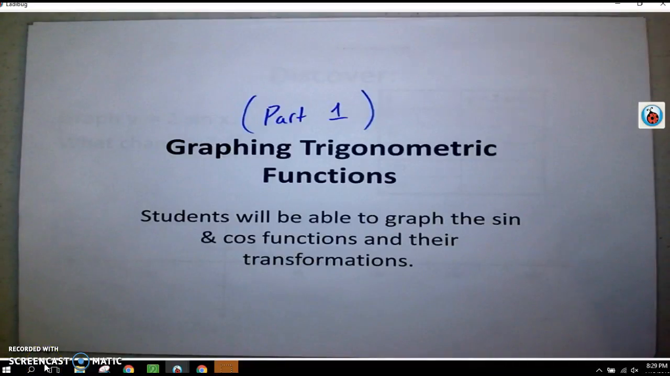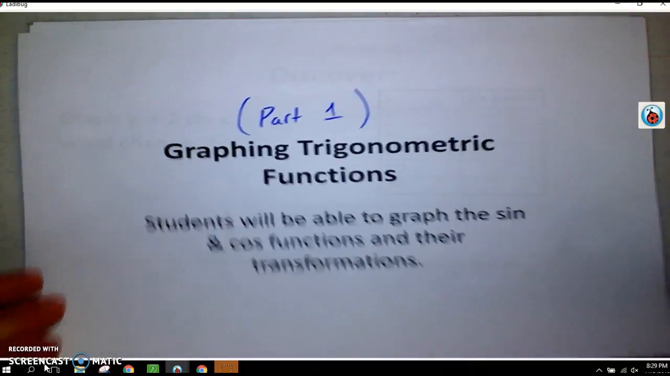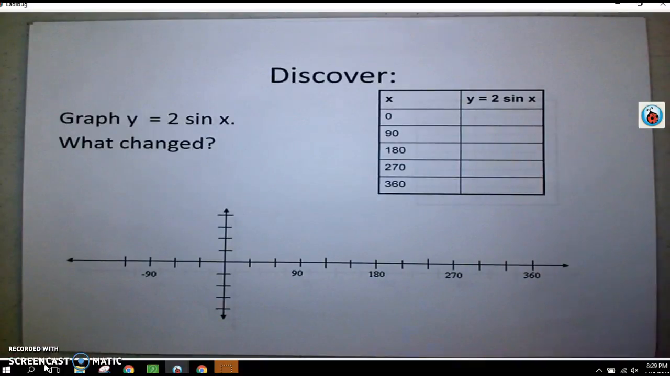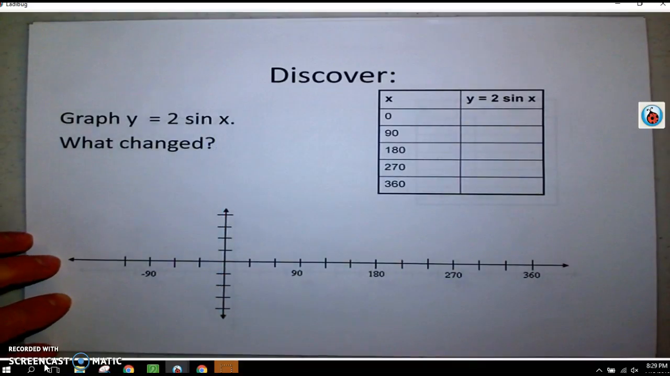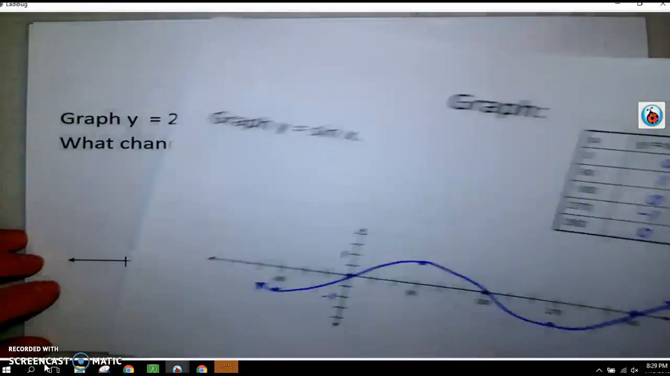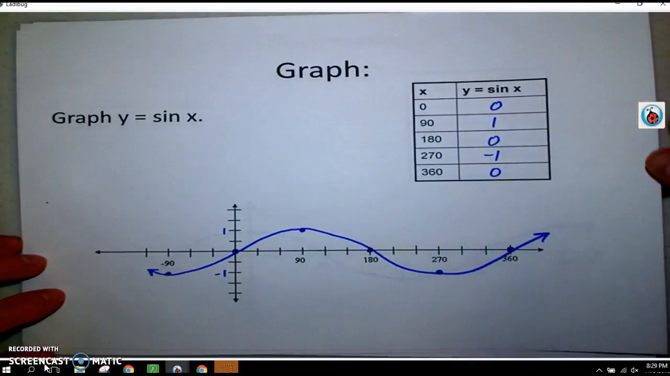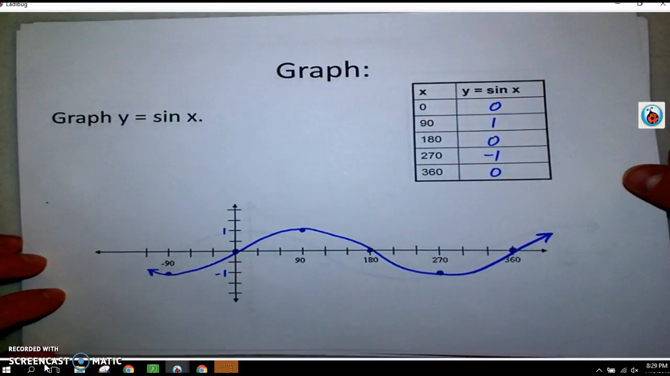Hello everyone. So we're going to be graphing some trig functions today, sine and cosine, and we're going to take a look at some transformations that will begin to happen to some of these. So the first one that I'd like us to look at is y equals 2 times sine of x. What we're going to compare this to is our parent function, y equals sine of x, which we should be fairly comfortable with now.